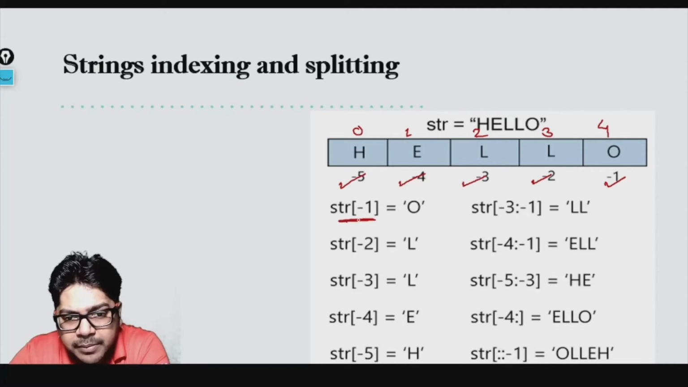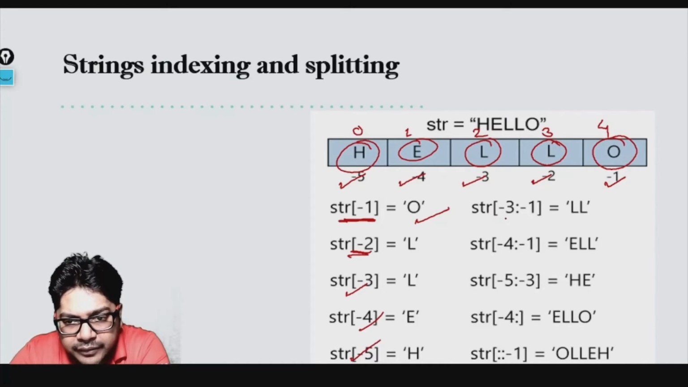So when you write str[-1], it represents the last character, so it is going to give you O. When you write -2, it represents the second last character, which gives you L. -3 means the third character from the end, -4 the fourth character from the end, -5 the fifth character from the end.